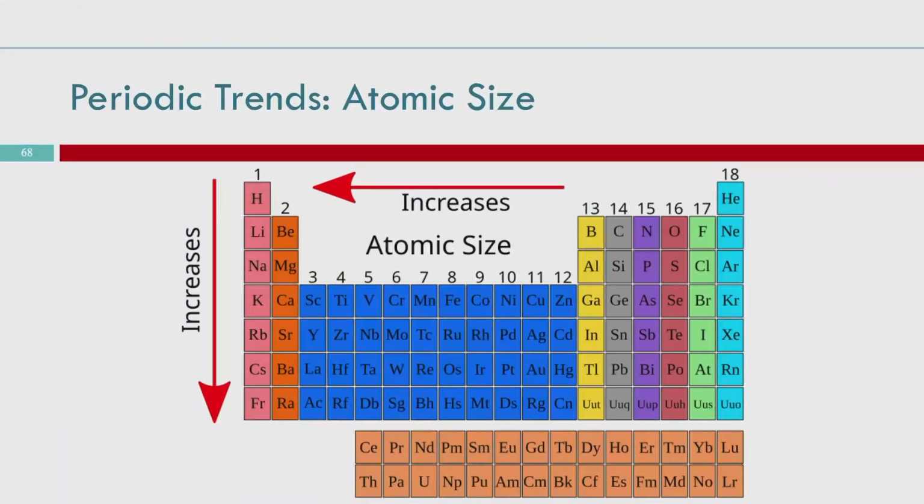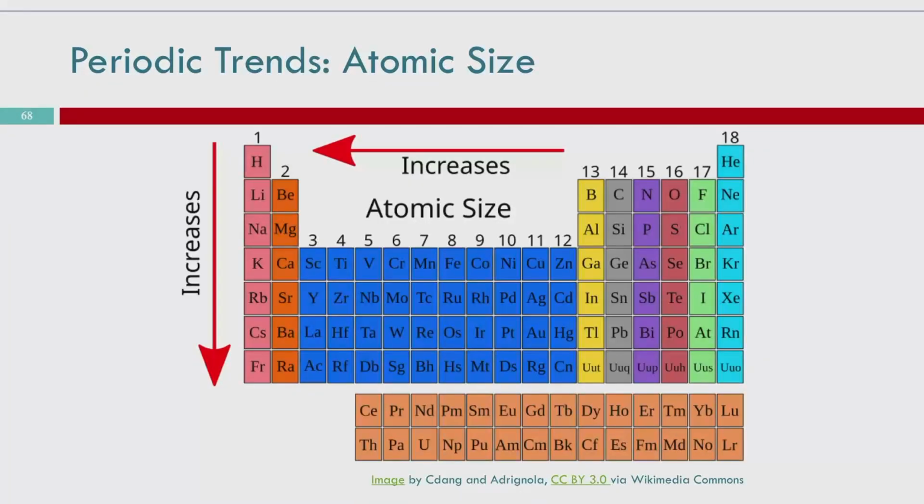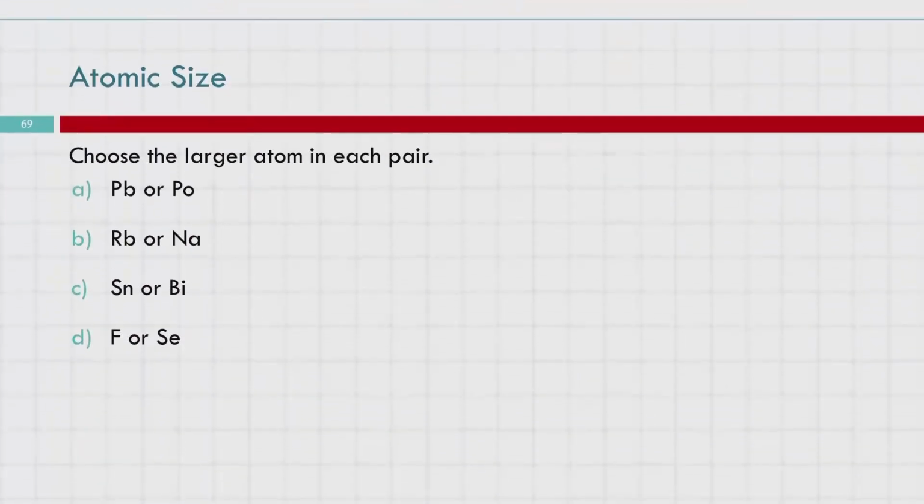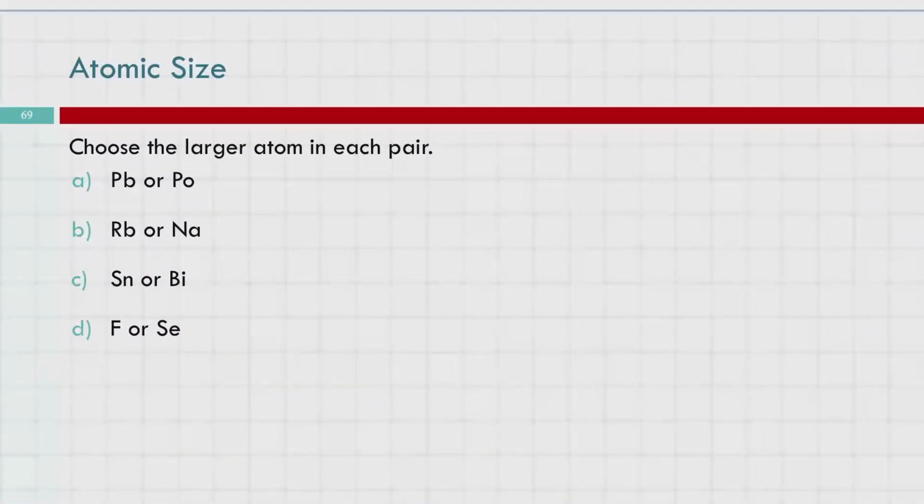So for atomic size, this is our trend. I've got these both in terms of which way it increases. So it increases from right to left. Fewer protons in the nucleus means that the electrons aren't held as tightly, so our electron cloud can be a little bit further away. And then top to bottom, it increases because we're adding those layers on. And then next class, we'll pick up with making some guesses about atomic size.